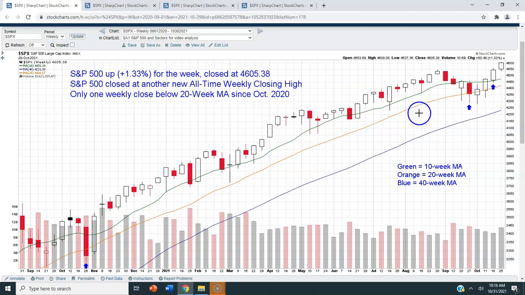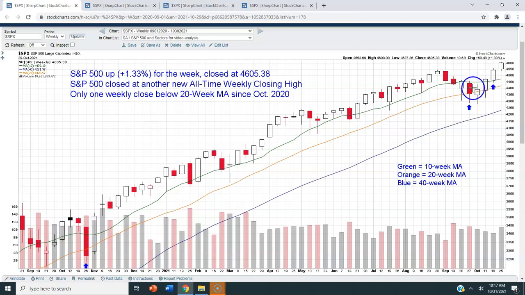We have a few simple moving averages here. The green line is the 10-week, the orange line is the 20-week, the blue line here is the 40-week moving average. And over in the upper right where my cursor is moving, you can see that is this week's trading. We were up 1.33% this week on the S&P 500 and closed at 4605.38, and that is another new all-time weekly closing high for the S&P 500.